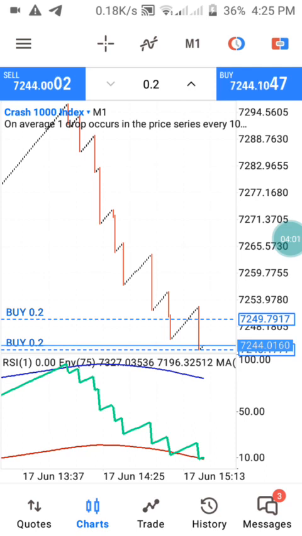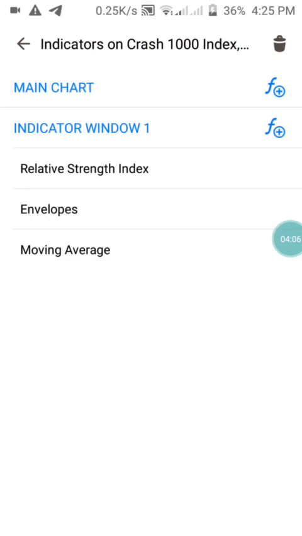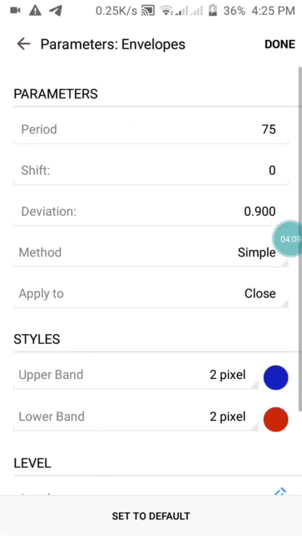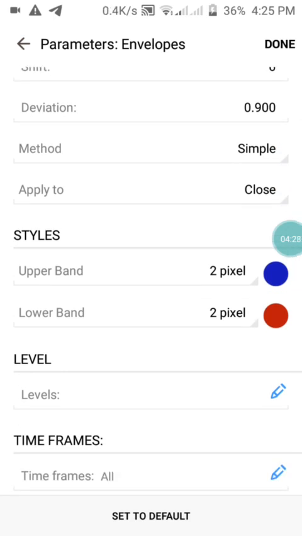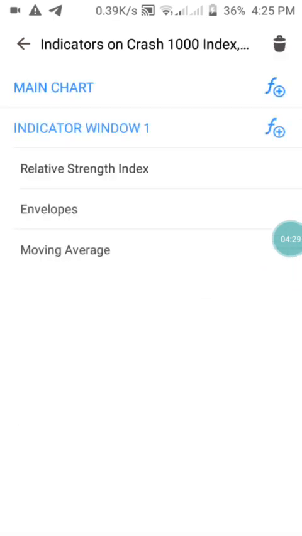So guys, let me show you the rest of the settings so that you guys can work and set it up. The next one you move into is the envelope. We have the period of 75. We have our shift to be 0. We have 0.900 as our deviation, and then we have our method to be simple. We have apply to close, and you have your upper band and your lower band at this color. So you can set it up like that. Then you press on done.